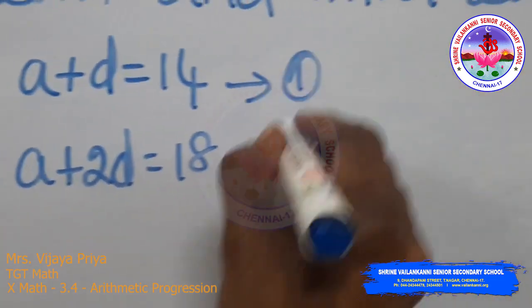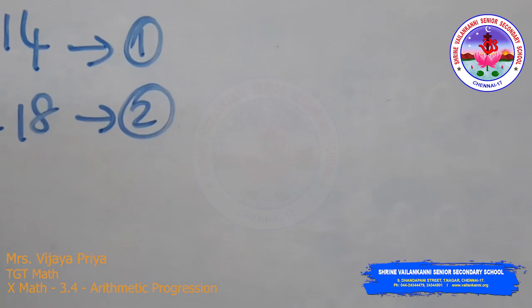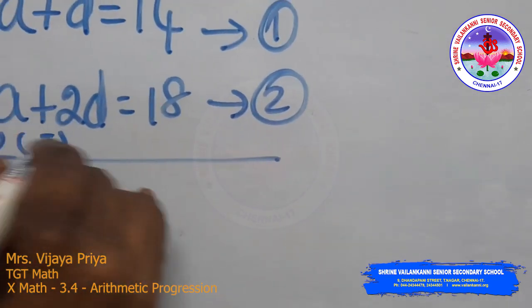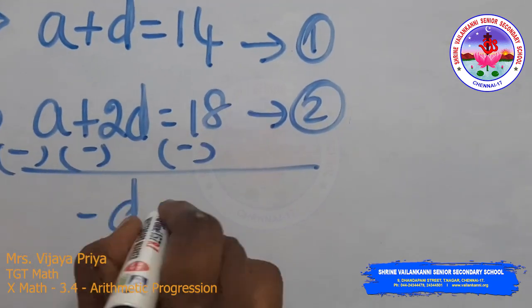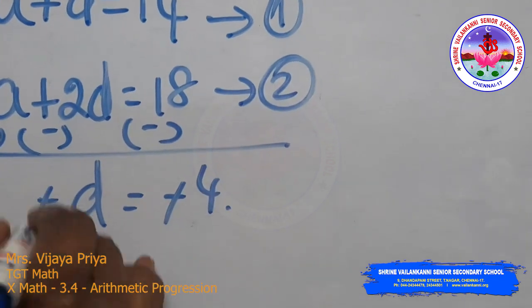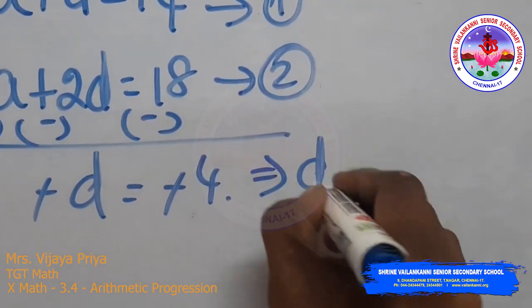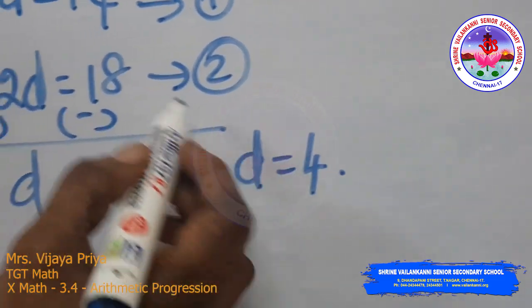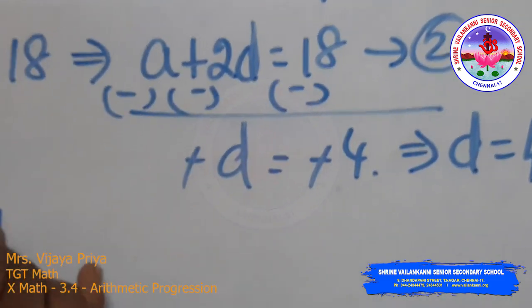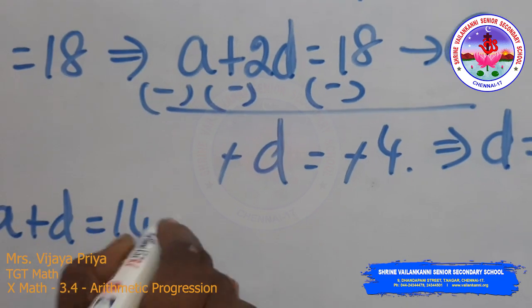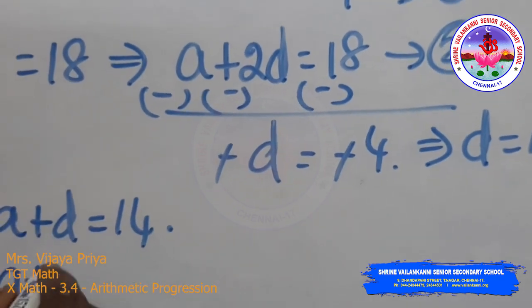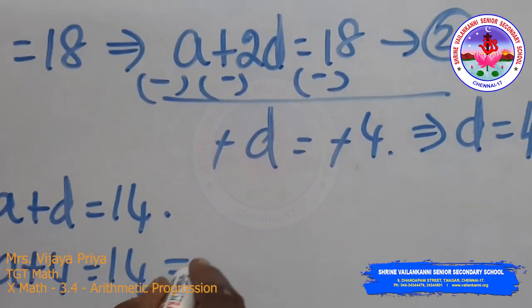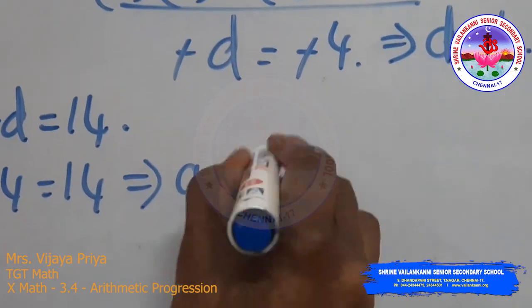So solving equations 1 and 2, I will get minus d is equal to minus 4, minus cancels on both sides, so I will get d is equal to 4. Substituting d is equal to 4 in my equation 1, a plus d is equal to 14, where a plus 4 is equal to 14, which implies a is equal to 10.